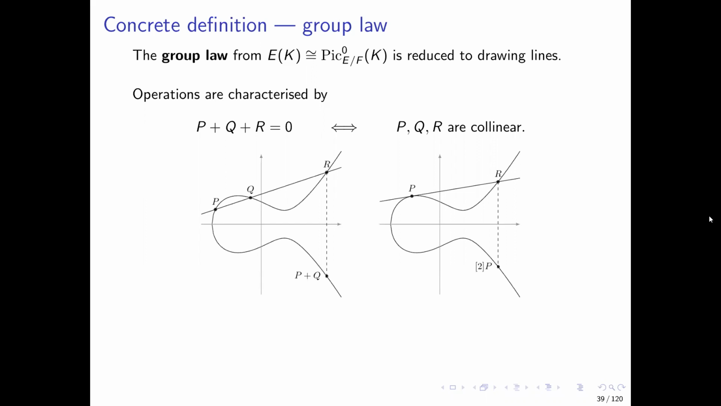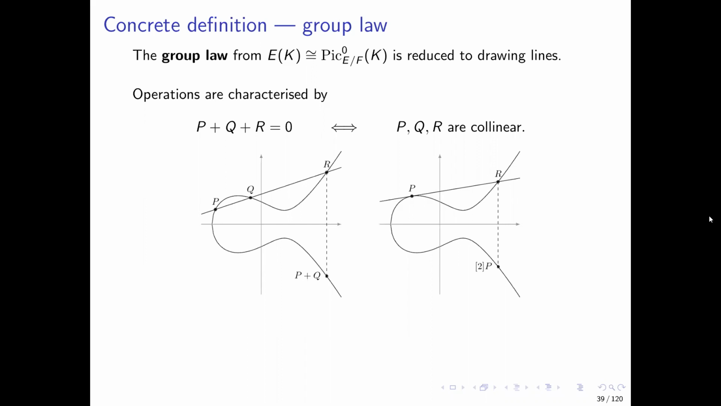So this exactly satisfies this condition. And this also says that if you want to do an inverse of something, you just flip it over the x-axis, if that makes any sense. Okay, so what if P and Q are the same point? If P and Q are the same point, you draw the tangent line at this point, you intersect the curve at another point and reflect it. So this is P plus P, or 2P.